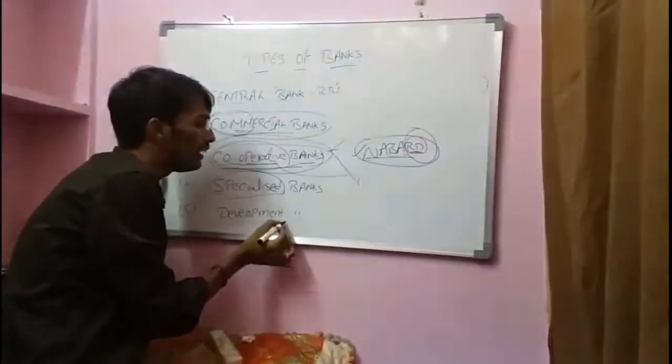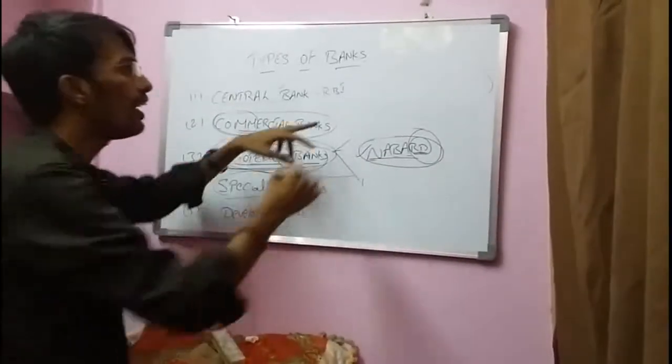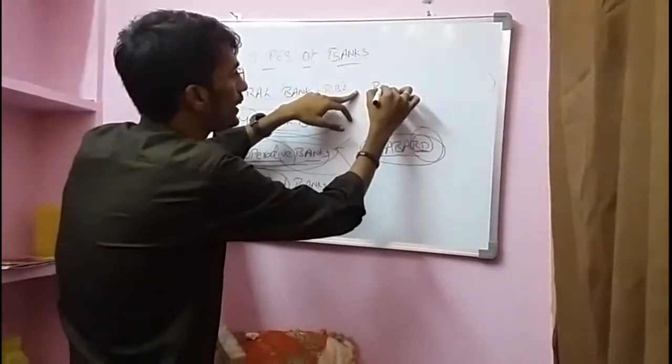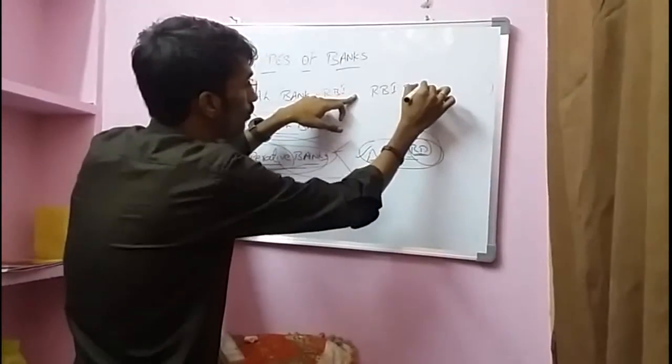And there is one more thing here. NABARD. Here we need to mention RBI subsidiaries. This is very important.